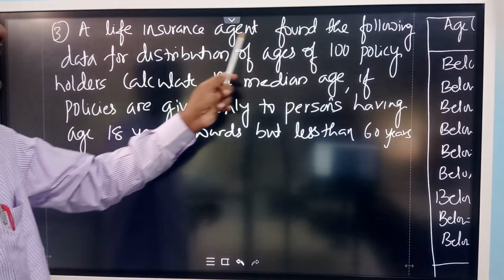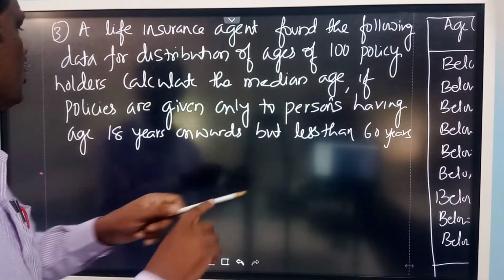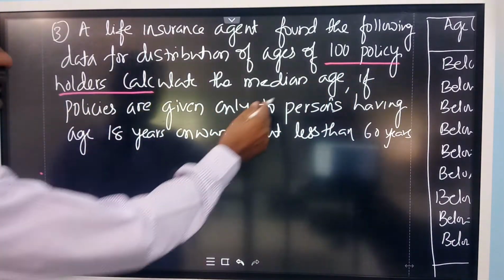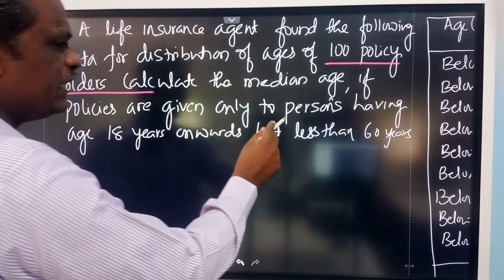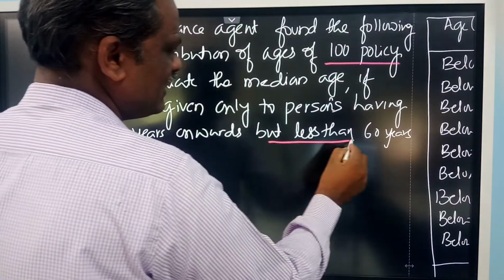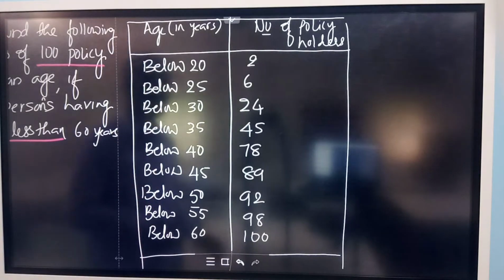A life insurance agent found the following data distribution of ages of 100 policyholders. Calculate the median age if the policies are given only to persons having age of 18 years onwards but less than 60 years. So 18 years onwards. Okay.